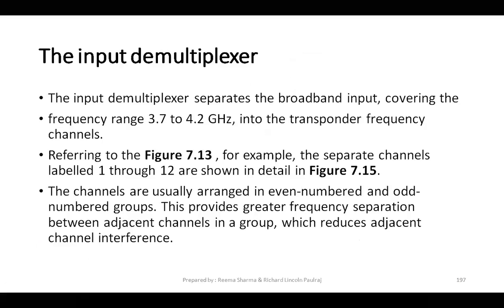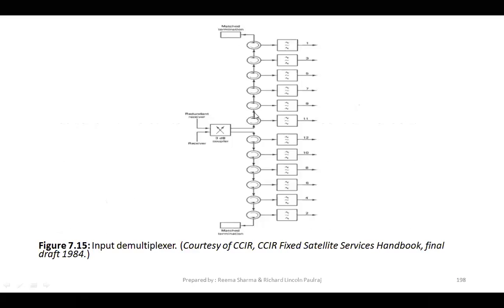So what is this greater separation? Which means I can gain a few frequency between each band. Adjacent channels in a group, which reduces adjacent channel interference. So we are already using guard band. Along with guard band, if we are able to separate them in the form of odd and even, as shown here, that is going to help us in getting less interference. So it's going to work out more with the interference. So it's going to help us have a distortion-free signal.